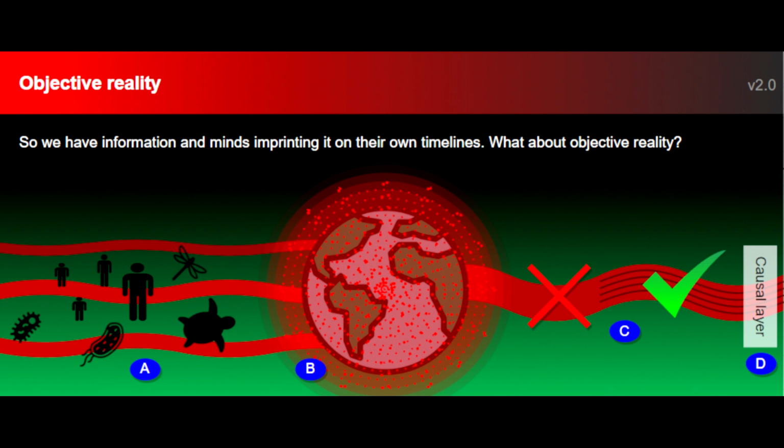B. The combined timelines of all minds, the sum total of their imprinted information, are what we call objective reality. This is like a spider web of timelines, in which the gaps are filled with probabilities in the form of physical forces. C. This objective reality appears to have a single timeline, but that's an illusion.